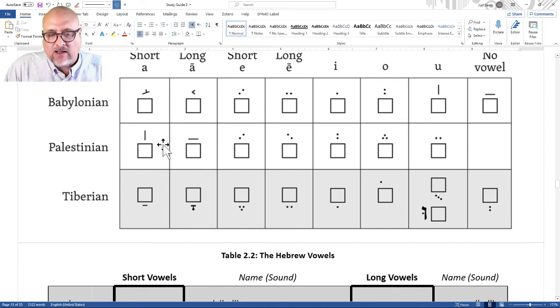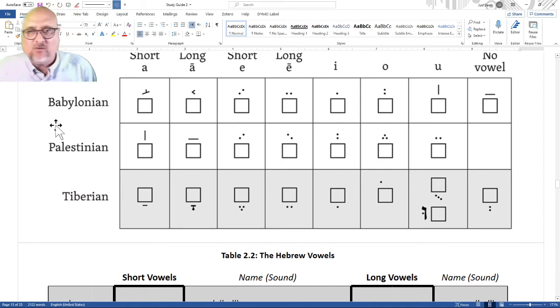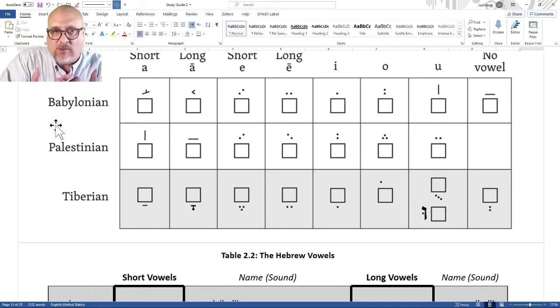The system they used in Palestine was this system. The system they used in Babylon was this system. So the reason this pointing thing is so difficult is because it's a made-up system that's been put over top of another system, and what we're learning to do is decipher what those scribes did.